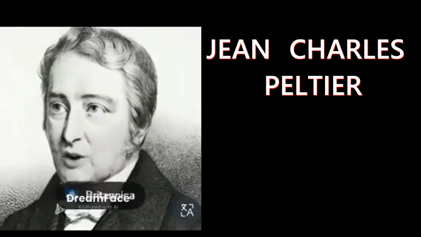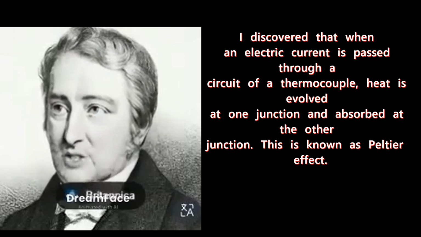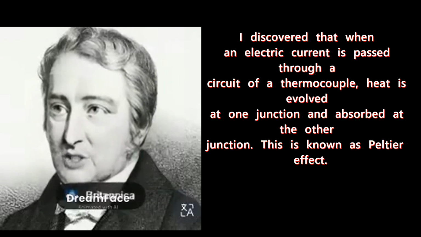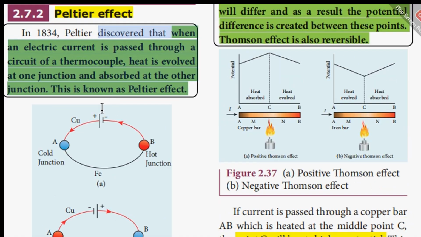Hi, I am Jean Charles Peltier. I now tell you about the Peltier effect. I discovered that when an electric current is passed through a circuit of a thermocouple, heat is evolved at one junction and absorbed at the other junction. This is known as the Peltier effect. So here, these two metals are joined together and their junctions are kept as cold junction and hot junction, and an EMF is given, thereby allowing electric current to pass through the circuit of this thermocouple.